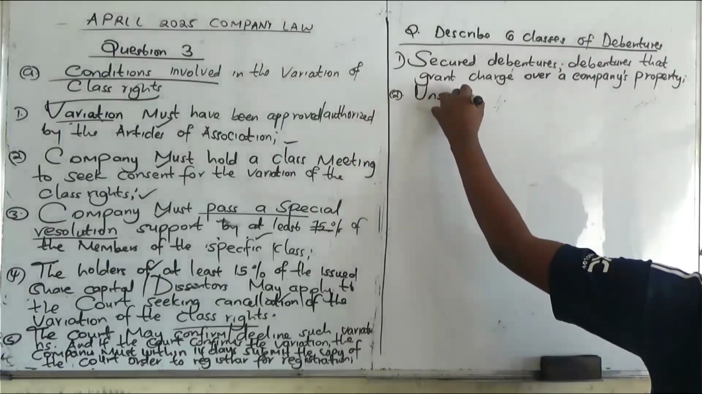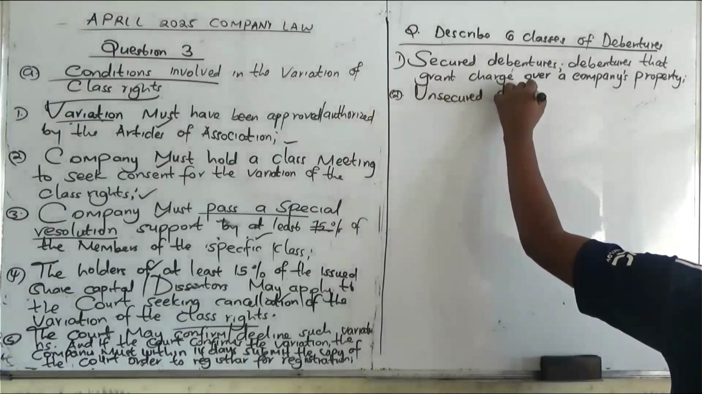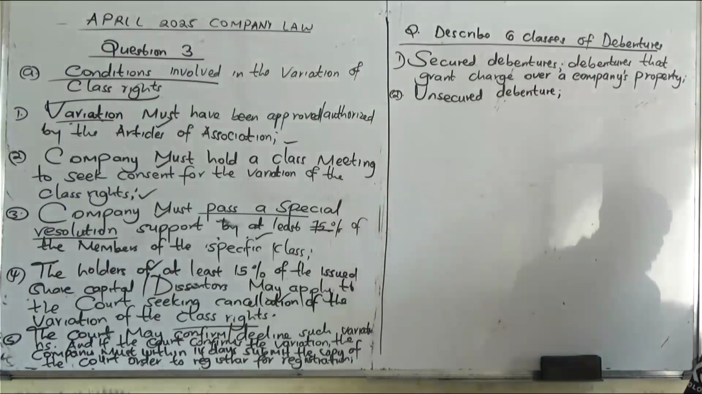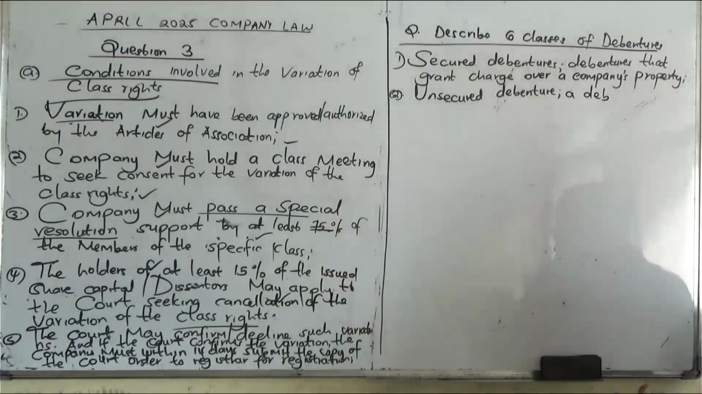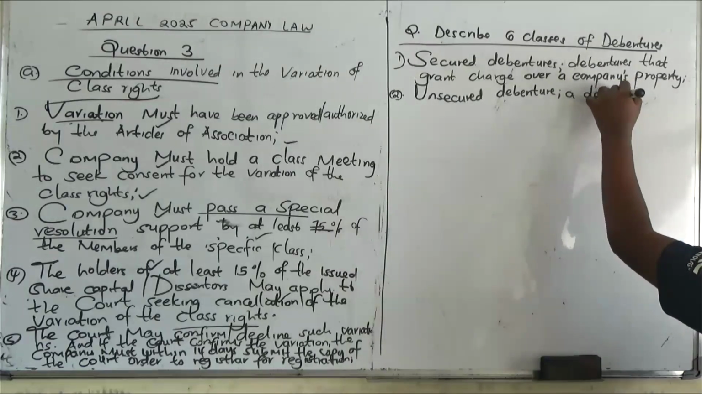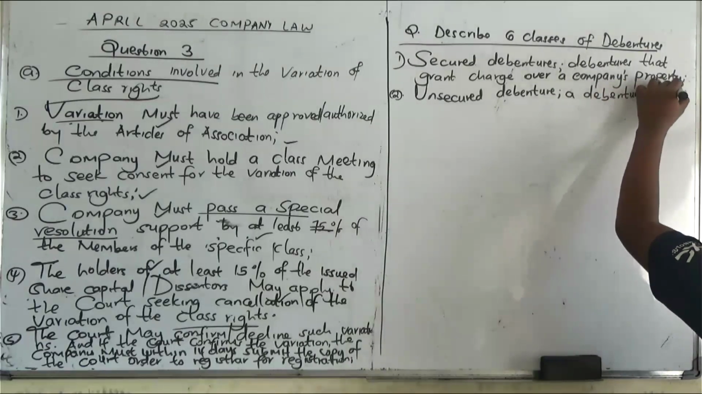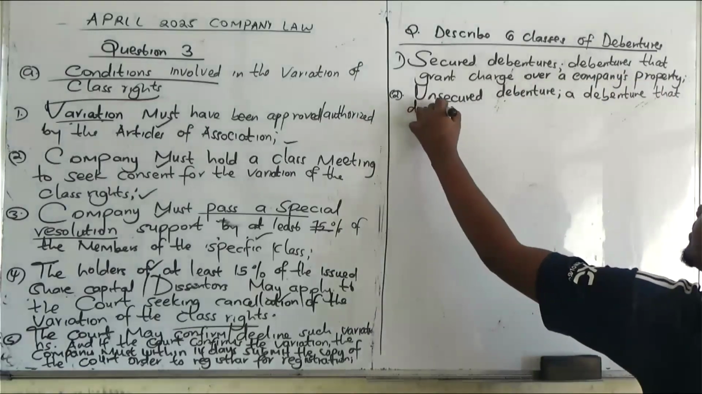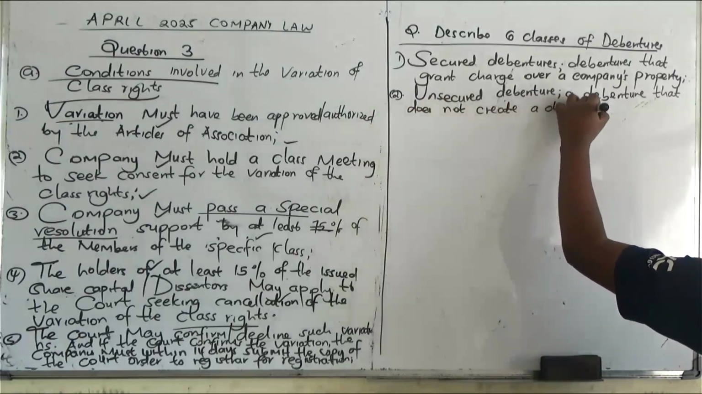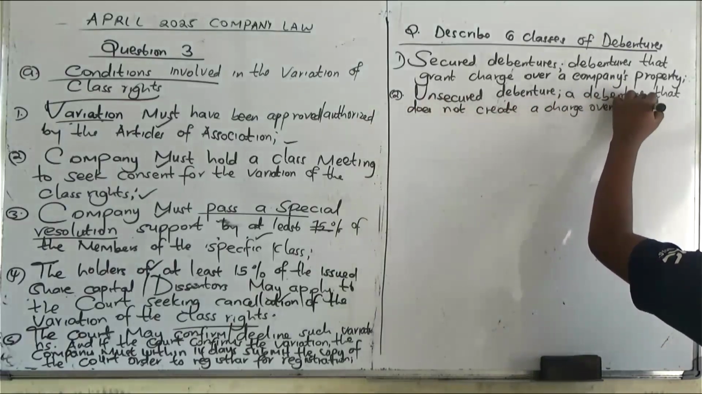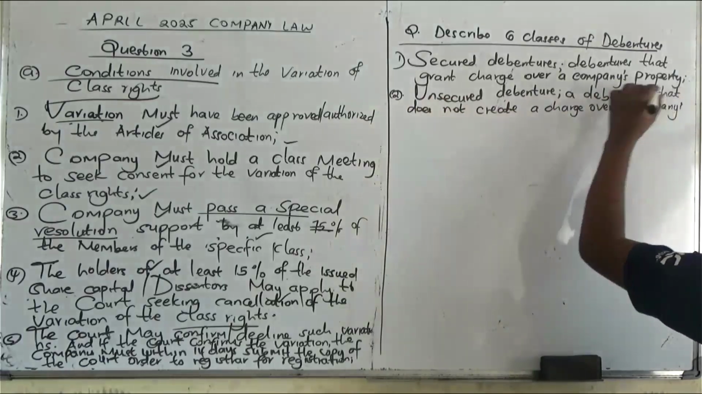We have the other one, unsecured debentures. These are debentures that create no charge on the assets of the company. So the debenture holder, the creditor, does not have any interest. A debenture that does not create a charge over the company's property.